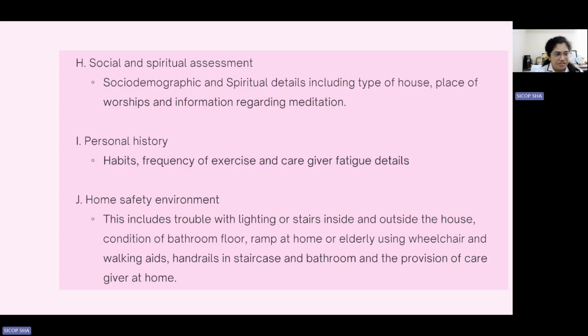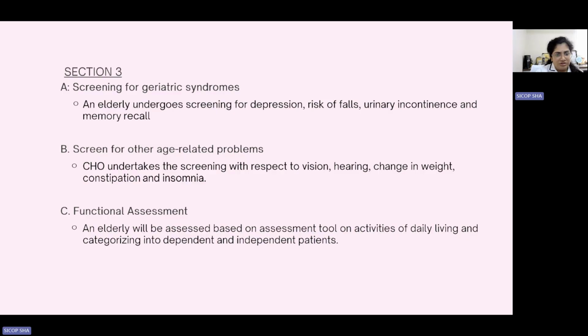Next is the home safety environment. This includes trouble with the lighting or stairs inside and outside the house, condition of the bathroom floor, ramp at the home, adult using a wheelchair or walking aid, handrails in staircase and bathroom, and the provision of a caregiver at the home. Section 3. Now we are talking about section 3.